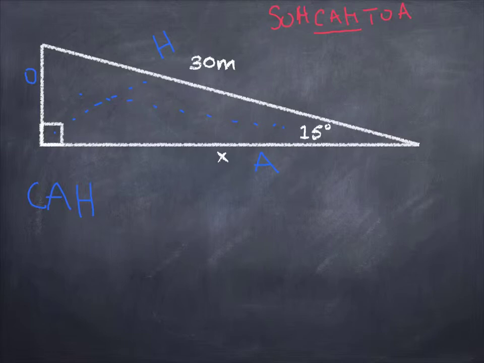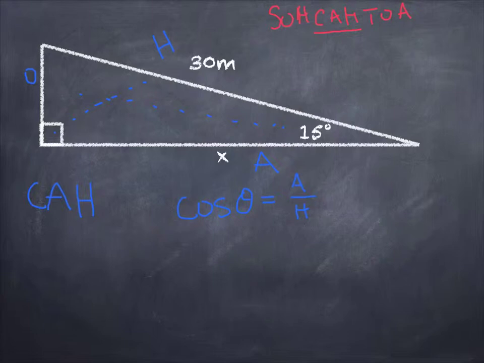Alright, so we've labelled sides, identified the ones we've got, and we've picked a ratio. The next step is write out the rule for our ratio. So the rule for cosine is the cosine of our angle equals the adjacent divided by the hypotenuse. That's our rule for cos. So that's what I mean by the rule for a ratio.